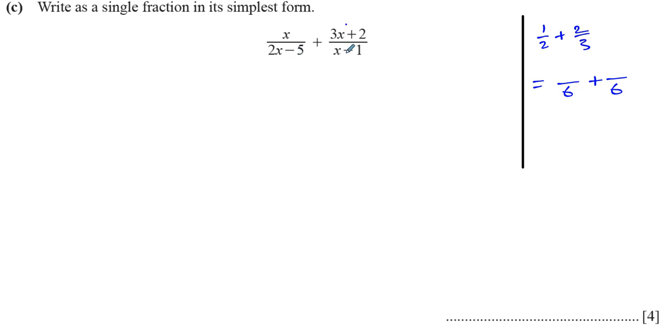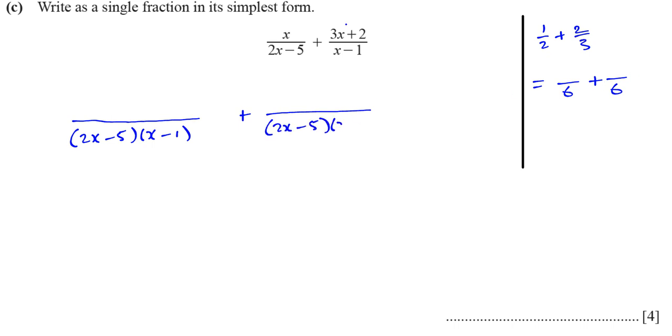Now, when you have numbers like this, of course you can't see what the lowest common multiple is in any other way. You can say, okay, let's multiply them together. That will be the lowest common multiple, won't it? So what I can do is write one fraction with 2x minus 5 times x minus 1 as its denominator. And the same with the other fraction, just like I did here. Exactly the same thing. What I've done in these two examples is exactly the same. You told me what to do here, so you should know what to do here.